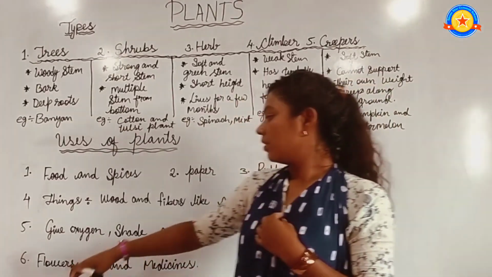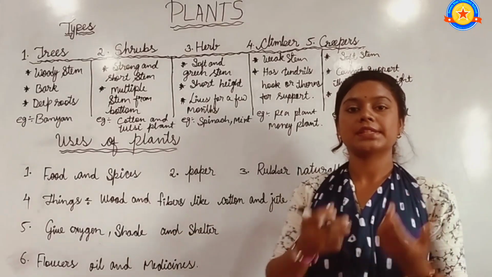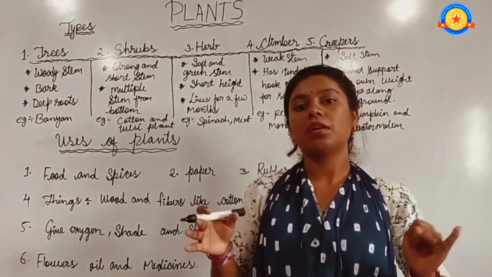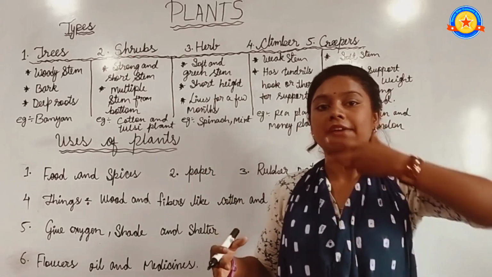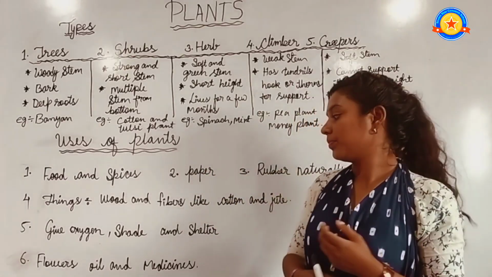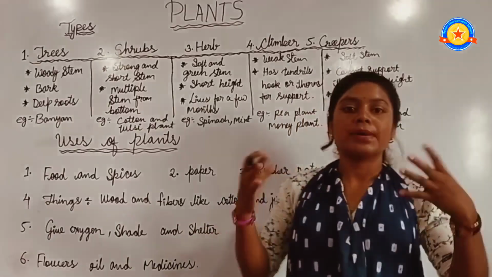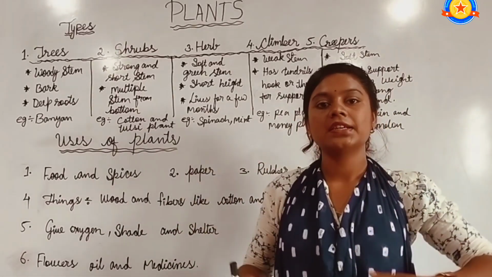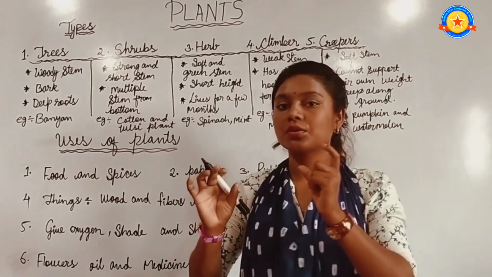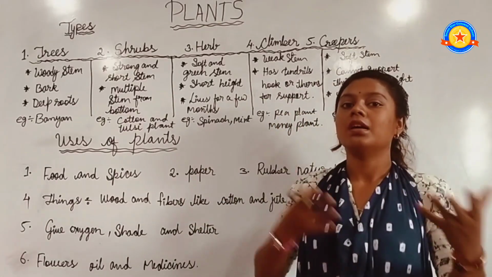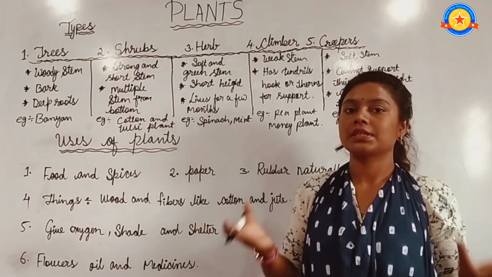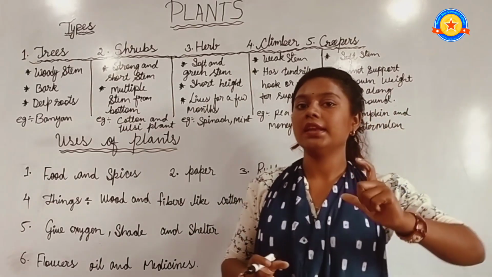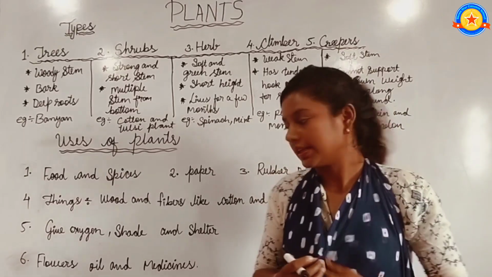Next, the sixth one: flowers like lily, rose and jasmine, from these we get fragrance oil. And if we talk about mustard seed and sandalwood, from there we get oil for the cook to make curry or chapati, anything. To make that we get oil from sandalwood and the mustard seed.